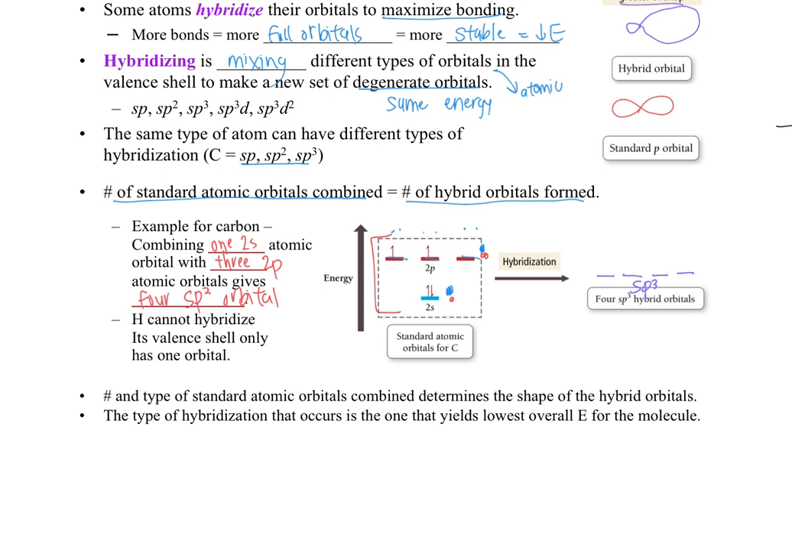Now the superscript here, so initially we had 4 electrons, right? And only 2 of them could bond because only 2 of them were half filled. But now we have 4 that are equal in energy, and so we can have all 4 electrons fill, allowing for 4 bonds to be formed. So the number and type of orbitals that go in will determine what kind of shape the hybrid orbitals have. And the type of hybridization that's going to occur is the one that's going to give us the lowest energy. That's why anything happens, is to lower the energy and make things more stable.